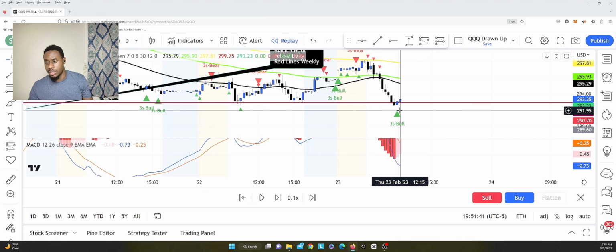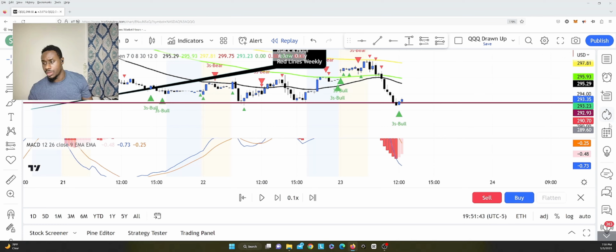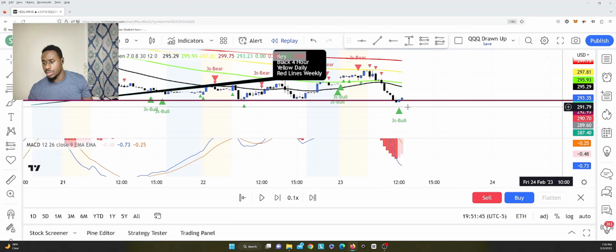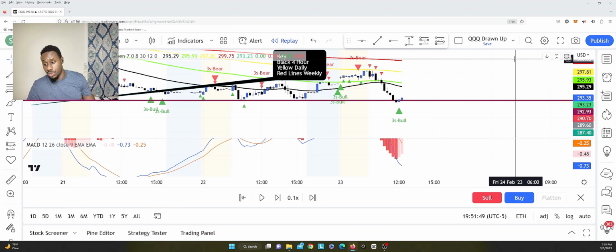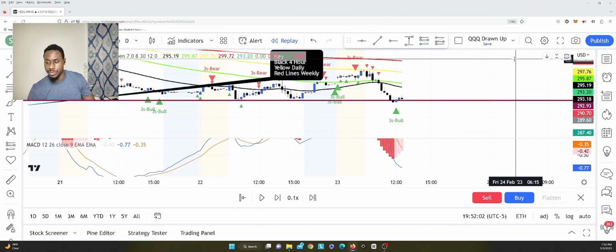What are our EMAs saying here? They're not saying anything bullish as yet. So generally, I try to enter the candle directly after the three line strike bull, and you have your stop loss below the lowest part of the candle if you're in a bullish trend.